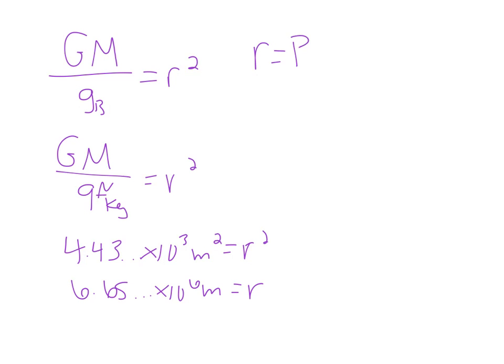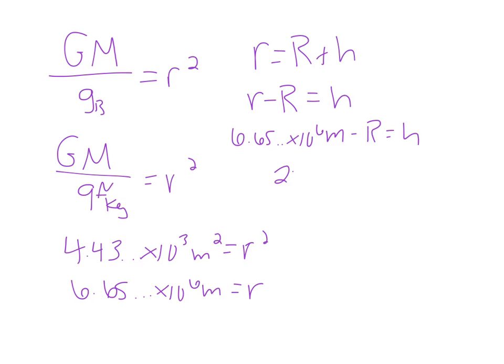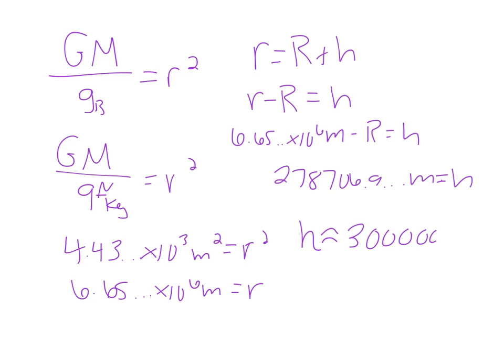So r equaled the radius of the Earth plus the height, which means that r minus the radius of the Earth equals my height. So 6.65, keeps on going, times 10 to the 6th meters, minus the radius of the Earth, gives me the height. This comes out to 278,706.9, keeps on going, meters. With 1 sig fig, the mountain has to be approximately 300,000 meters above the surface of the Earth for that person's weight to change.